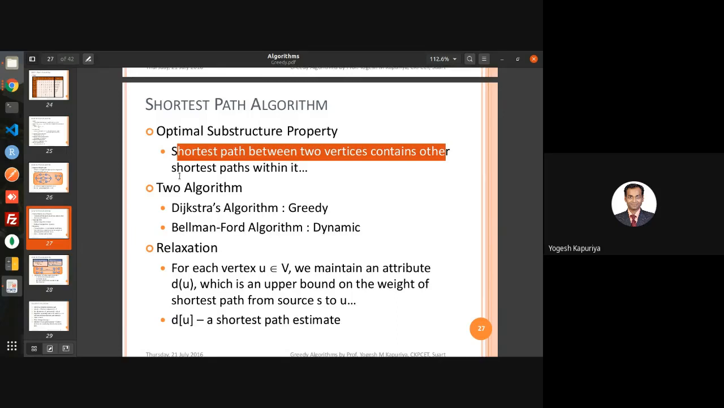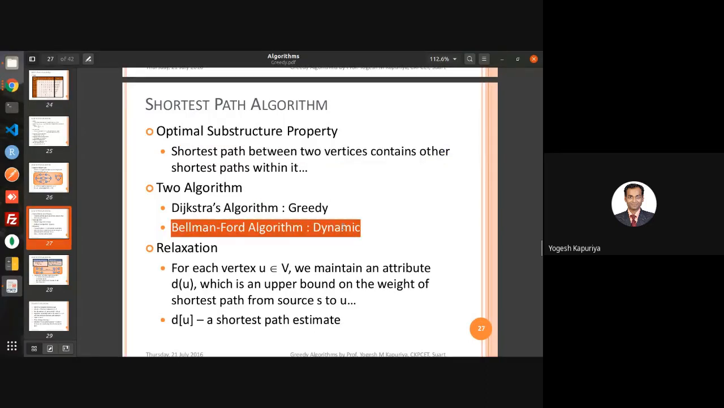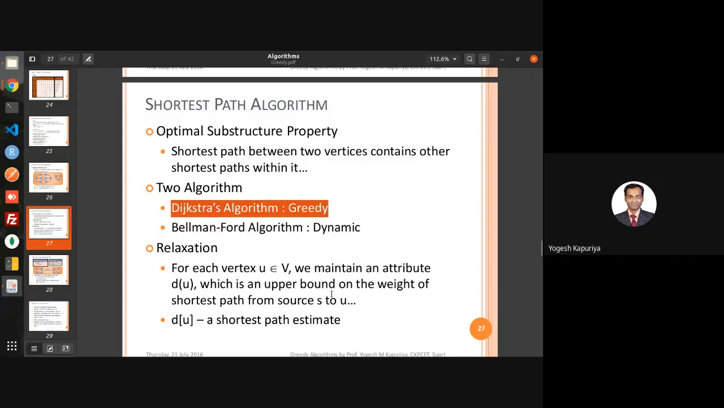The solution of the larger problem statement can be derived by using the solutions of its sub problems. So it's a greedy approach we can use for that. Two algorithms are used for shortest path: one is greedy, another is based on dynamic programming. We will not discuss this at this time. We'll be discussing it in the next topic or next chapter. But this is an approach which is based on greedy.